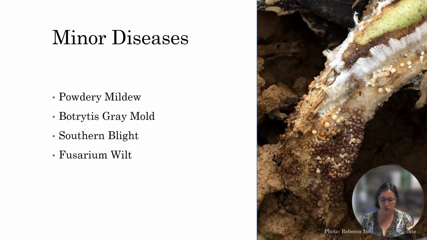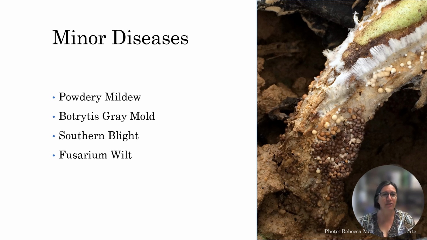Okay, so those are our priority diseases, but what about some other diseases? There are lots of disease risks in high tunnels or in any production system, especially as we monoculture. So our minor diseases, and I just want to mention these in passing, our minor diseases of high tunnel tomato are powdery mildew, Botrytis gray mold, and gray mold is the same Botrytis pathogen that will affect other plants. So any of you who are tobacco growers or greenhouse growers, that same Botrytis can infect tomatoes.